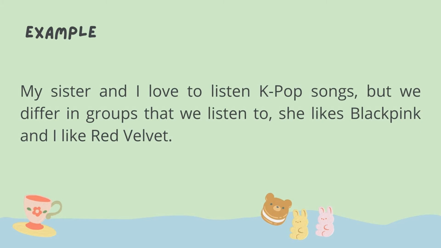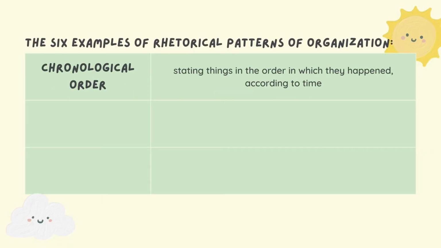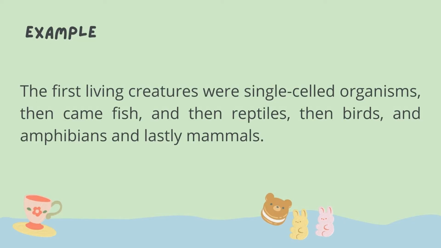Another example, my sister and I love to listen to K-pop songs, but we differ in groups that we listen to. She likes Blackpink and I like Red Velvet. Number 4, chronological order. Stating things in the order in which they happened according to time. Example, the first living creatures were single-celled organisms. Then came fish, and then reptiles, then birds, and amphibians, and lastly, mammals.